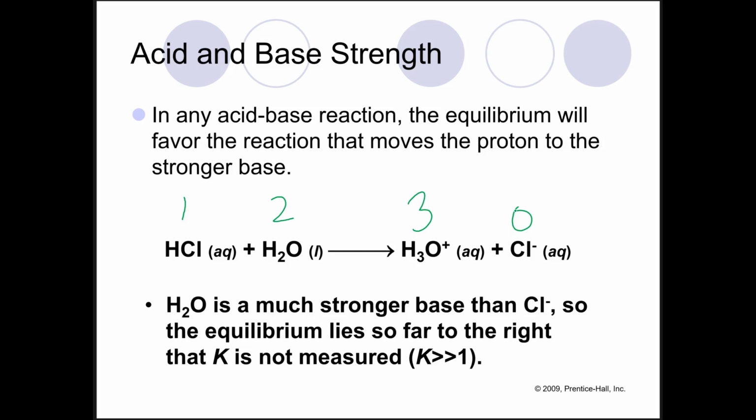So looking at this chlorine from before and after, it starts with 1 hydrogen and ends with 0 hydrogens, so it donates a hydrogen. So I'm going to label that as an acid. The oxygen starts with 2 hydrogens, ends with 3 hydrogens, so it must accept a hydrogen. So I'm going to call that a base.